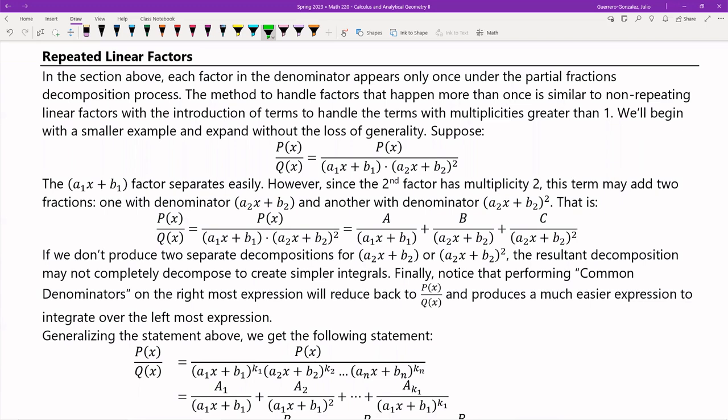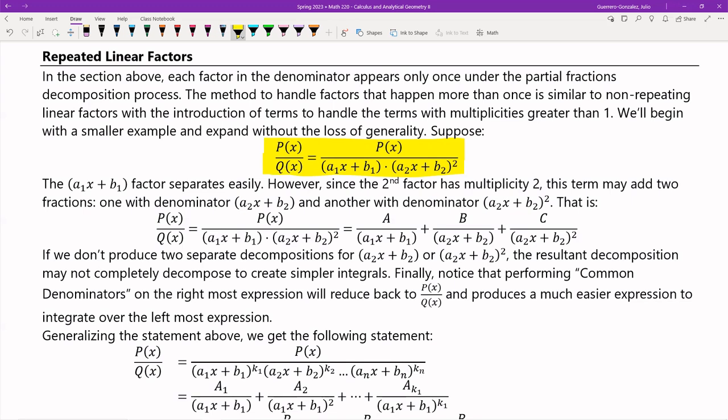Whenever you have factors that repeat, the way I'm going to do this is, without loss of generality, we're just going to look at a particular small example, and the argument for more factors remains the same. So let's suppose that you had some p over q, where p of x can be whatever it wants, but the q of x is just a1x plus b1 times a2x plus b2 squared. So that second factor has a multiplicity of 2.